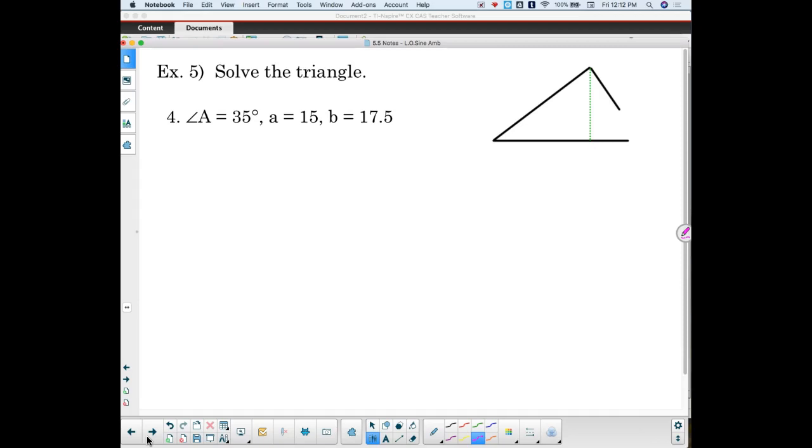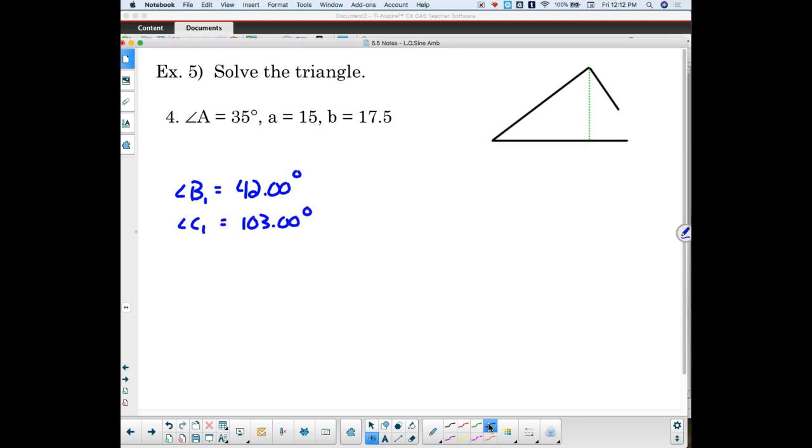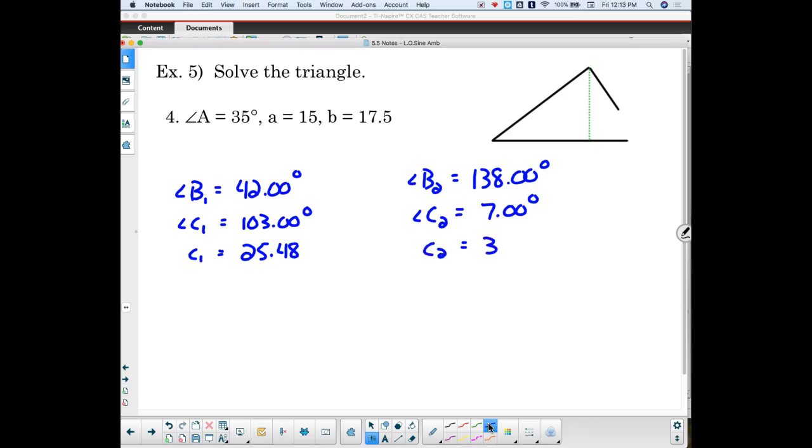I'm just going to give you this problem, and there are 2 triangles in it, and so the answers are, so that you can work it out, and you probably should work it out so that you understand what you're doing: angle B sub 1 is 42 degrees. Angle C sub 1 is 103 degrees. Side C sub 1 is 25.48. Angle B sub 2 is 138 degrees. Actually, really, angle B sub 1 is 42.0032 degrees, because it rounds. C sub 2 is 7 degrees. And side C sub 2 is 3.19.